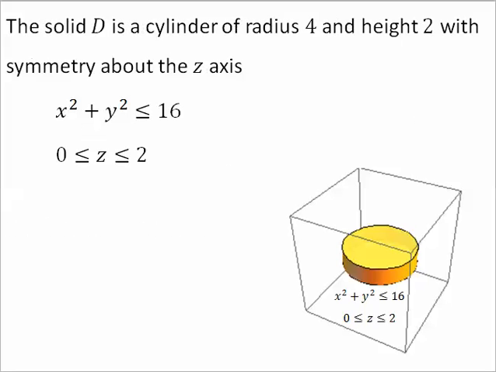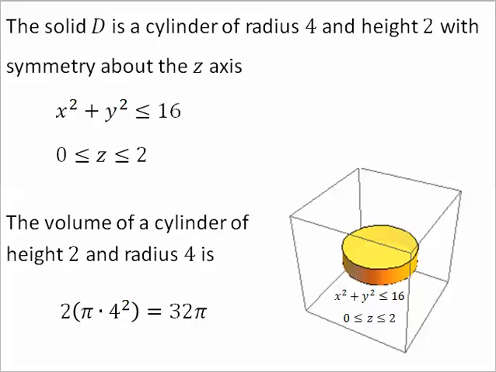The solid D is a cylinder of radius 4 and height 2 with symmetry about the z-axis. Volume of a cylinder is just height times the area of the base, which is just pi r squared, and so I get 32 pi.